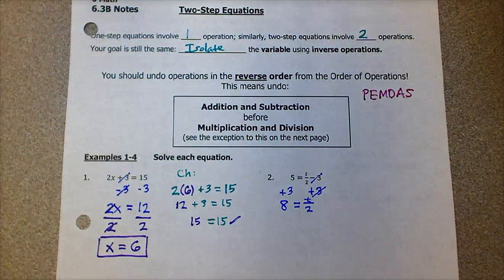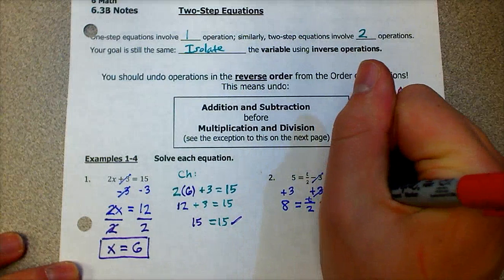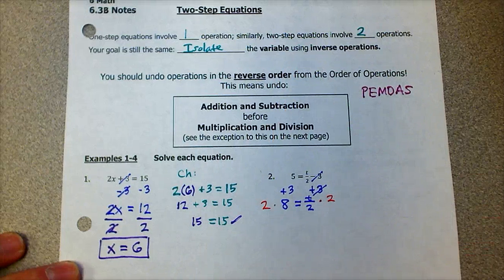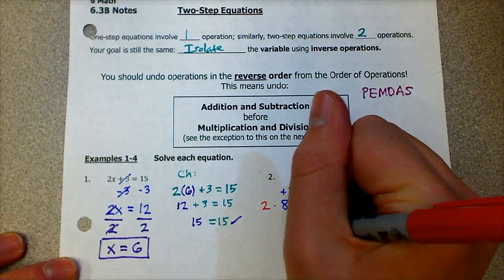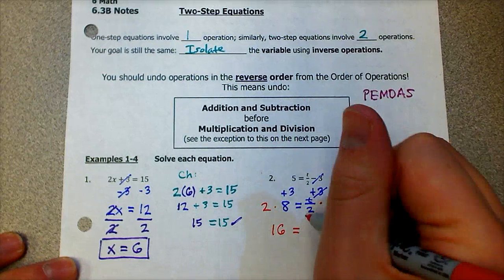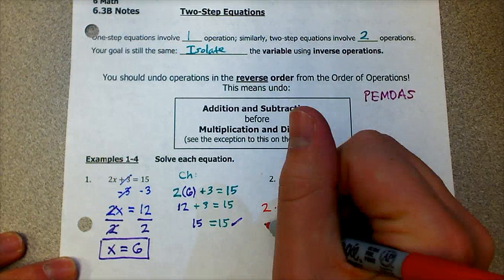So now I have a division equation, and I get rid of division by multiplying. I want to multiply both sides by my denominator 2. So multiply here and multiply here. On the left side, 2 times 8 is 16. And on the right side, my denominator 2 will cancel with this 2, and I'm left with t. So I get t equals 16.